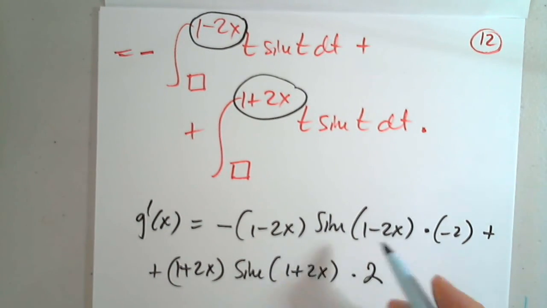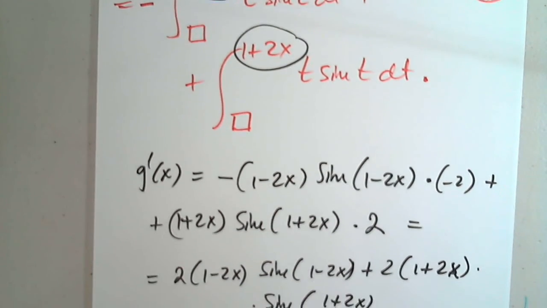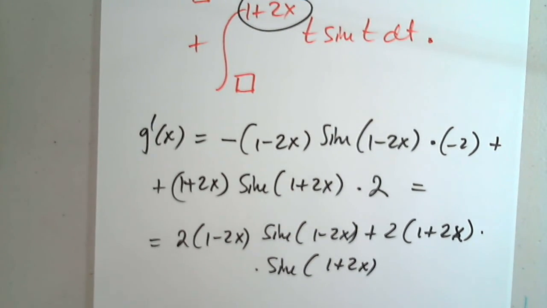This is it. I would just rearrange a little bit and put minus 2 in front. So this is positive now. So 2 times 1 minus 2x times sine of 1 minus 2x, with the 2 in front, plus 2 times 1 plus 2x times sine of 1 plus 2x. So in these situations, we can never be asked to do anything else but differentiate the function given in the form of an integral.